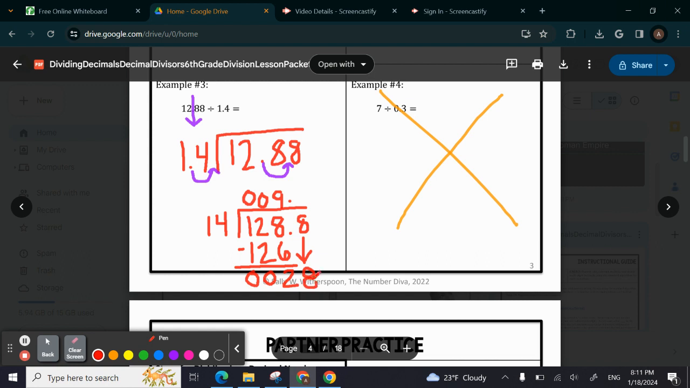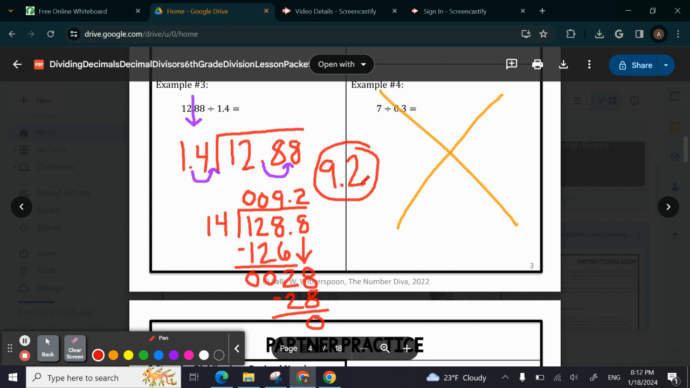We carry down our 8. Then we determine how many times does 14 go into 28. If we do our repeated addition or we do our multiplication, we will determine that 14 goes into 28 2 times. 2 times 14 is 28. So that will give us 0 left over. So we have our answer as 9.2. So 12.88 divided by 1.4 is 9.2.